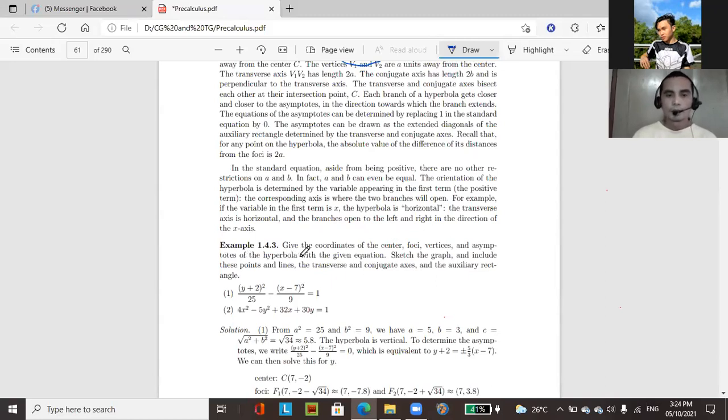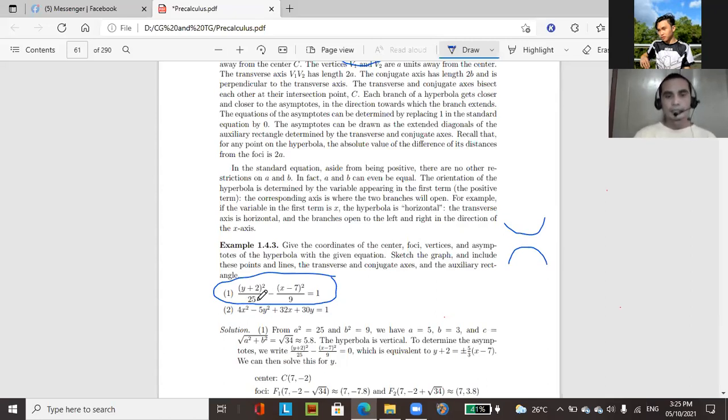Let's have this example 1.4.3. Give the coordinates of the center, foci, vertices, and asymptotes of the hyperbola with a given equation. Sketch the graph and include these points and lines and the transverse and conjugate axis, and the auxiliary rectangle in the graph. Now, can you say example number 1? So from the given equation, we know that the transverse axis of this hyperbola is vertical. So what is the form of our hyperbola?